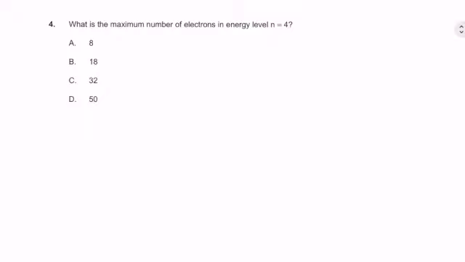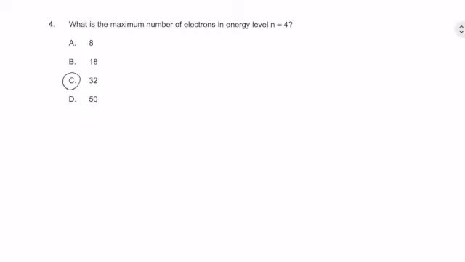Let's walk you through this. What is the maximum number of electrons in energy level n equals 4? Now this is actually a quite common question for the IB, and I've seen it used quite a few times before in past papers. So I would actually recommend that you just memorize the answer as 32.